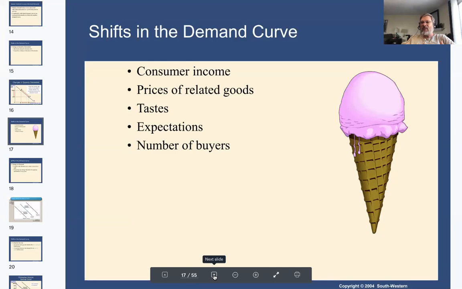So maybe I was going to go buy a taco at Del Taco, but I found out they're having a sale at Taco Bell. So I changed my mind. Since the price of the substitute taco, the Taco Bell taco, went down, I purchase Taco Bell tacos, increasing the demand for Taco Bell tacos and decreasing the demand for Del Taco tacos. So changes in the prices of closely related goods can affect the demand for each of those goods respectively.